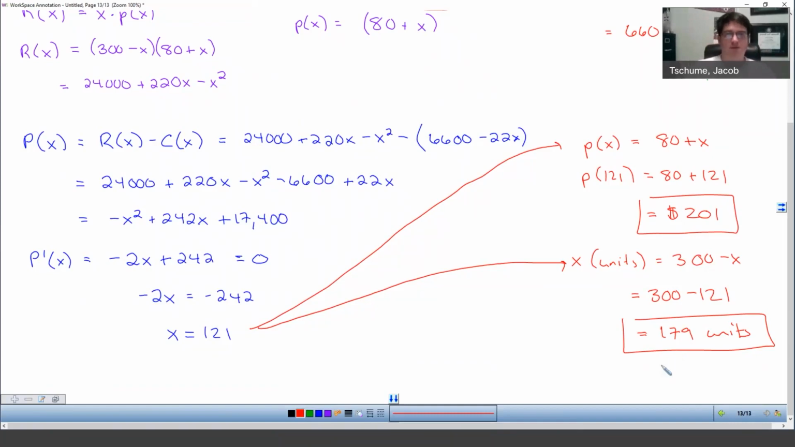So based on all this information, there was a lot of moving parts that we talked through. If you want to maximize your profit in this hotel, you need to only sell 179 units at $201 a piece. That will maximize all your stuff.